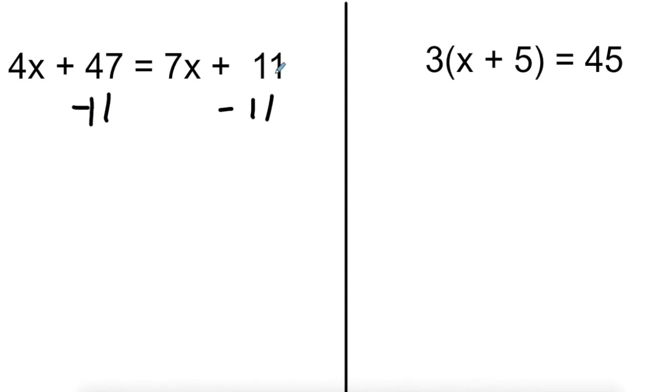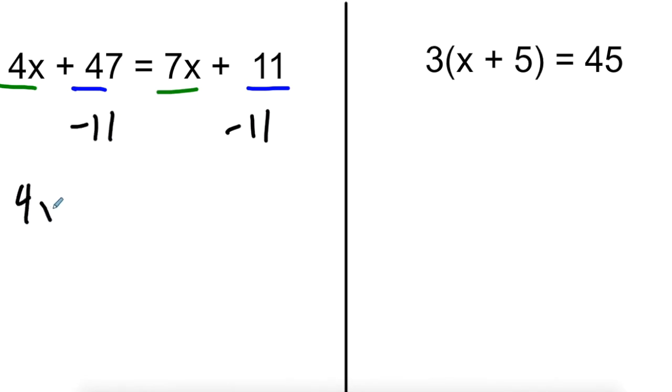you'll notice that here I have constants and variables, and sometimes what I tell students to do before I go into solving is I'll have them underline the variables in one color and underline the constants in another, so that way they keep track of what should affect the other thing. So I'm going to subtract by 11 on both sides. I'm going to have 4x plus 36. And that's going to be equal to 7x.